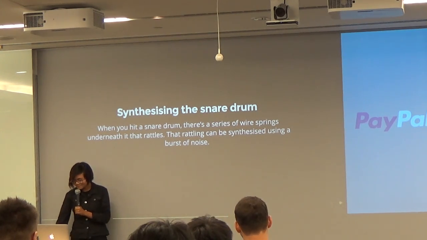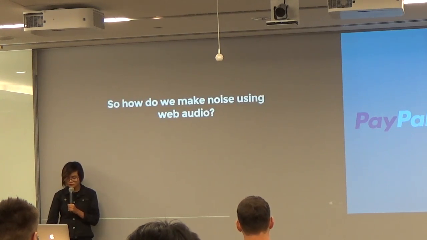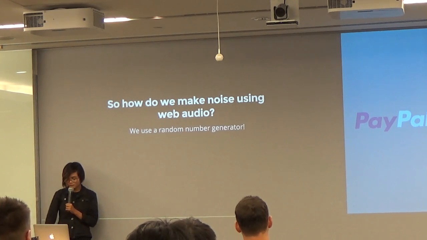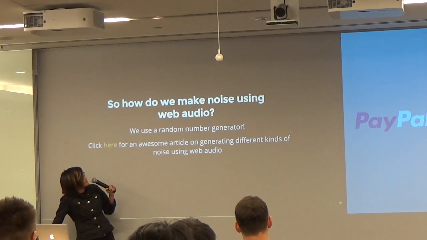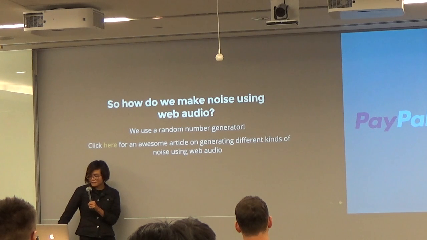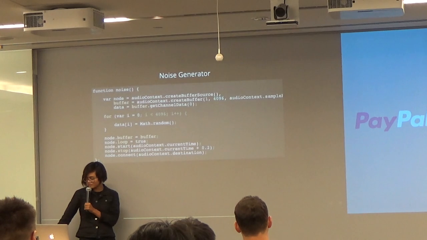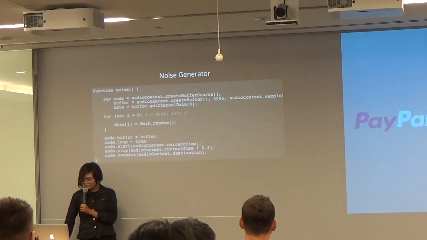Anyways, that snappy sound can be synthesized using a burst of noise. So how do you make noise in Web Audio? You have to use a random number generator, which I took from an article, which you can find online in the slides. I will show you later. This is the noise generator. What you're doing is just inputting random numbers into a buffer, and you can hear the noise.